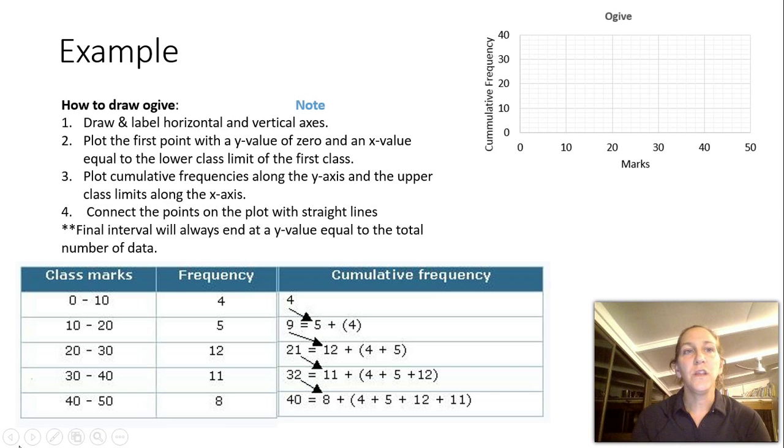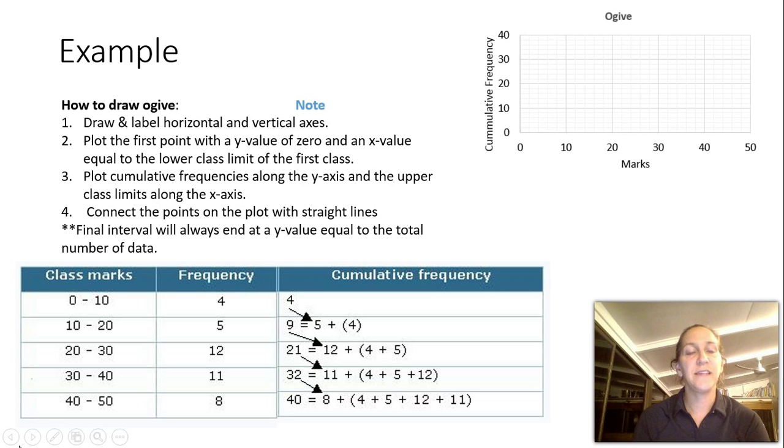Okay, so the first step for drawing an Ogive curve is to draw and label our axes. You can see I've done that there. Next, we want to plot the first point with a y value of 0 and an x value that is equal to the lower class limit of the first class. Our first class is that 0 to 10 range, so our first data point is going to be (0, 0).